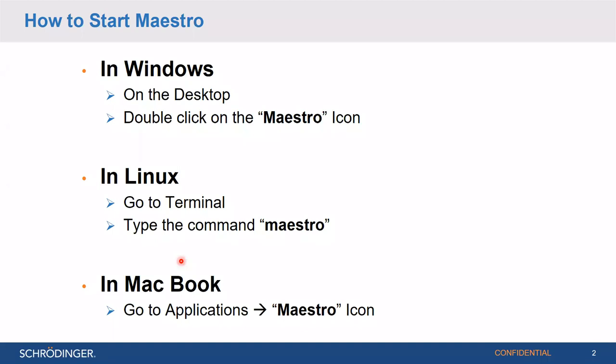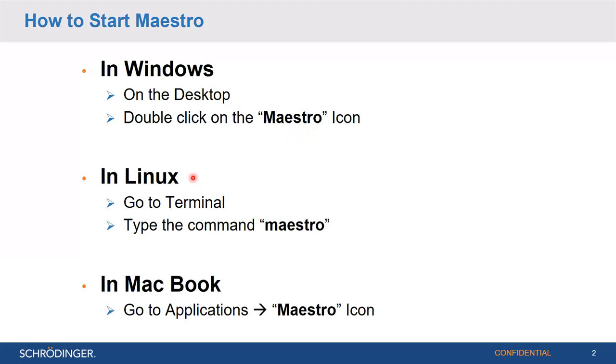Before going further, one of the first steps is how to start the Maestro visualizer. It's pretty easy. For Windows users, once you install the software and the license and everything is fine, you will have a Maestro icon on your desktop. You just need to double-click on the Maestro icon and it will start the Maestro visualizer. Sometimes it may take time, but it will start if installation is done correctly. This is for Windows users.